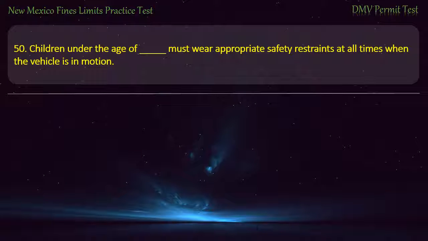Question 50. Children under the age of must wear appropriate safety restraints at all times when the vehicle is in motion. 5, 12, 10, 15. Answer. 12.